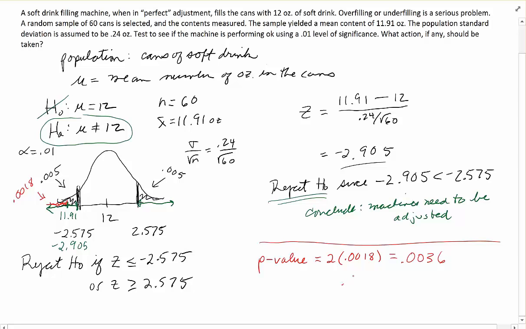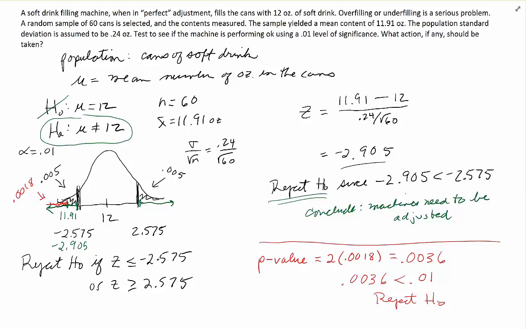And then 0.0036 is less than 0.01. So reject H sub 0. And again, we expected the same conclusion. The p-value is just another way of looking at it.